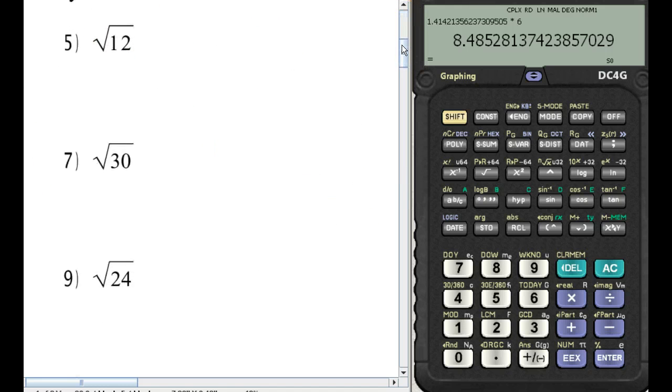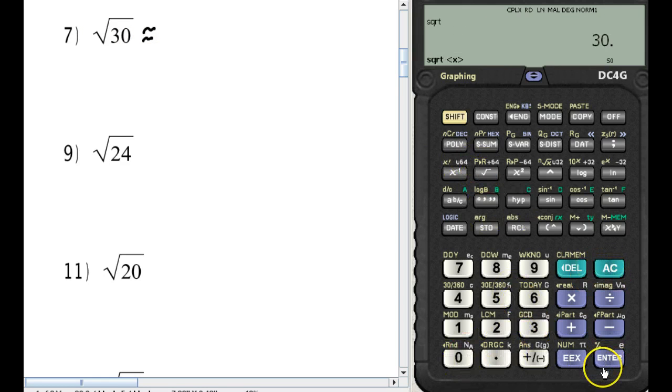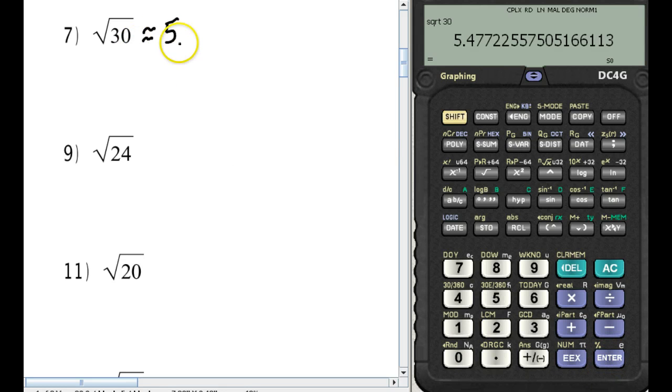Alright, last one I'll show you is when you get down to number 7. What does this equal approximately? Okay, plug it in, see what you get. Now, does this reduce? What perfect square goes into 30? Does 4? Does 9? Does 16?